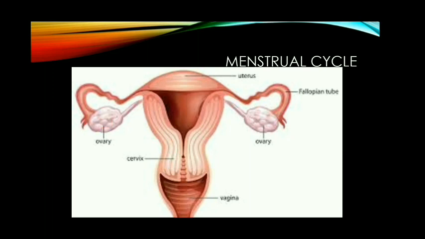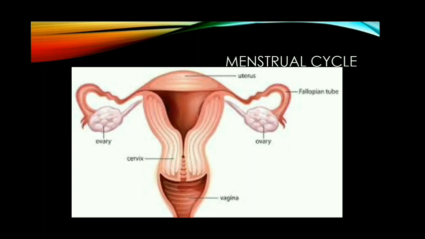This maturation is due to hormones. The release of the matured ovum from the ovary into the fallopian tube is called ovulation. Before ovulation, the inner wall of the uterus, that is the endometrial wall, becomes thick and spongy and full of tiny blood vessels. The uterus prepares itself to receive the fertilized ovum.